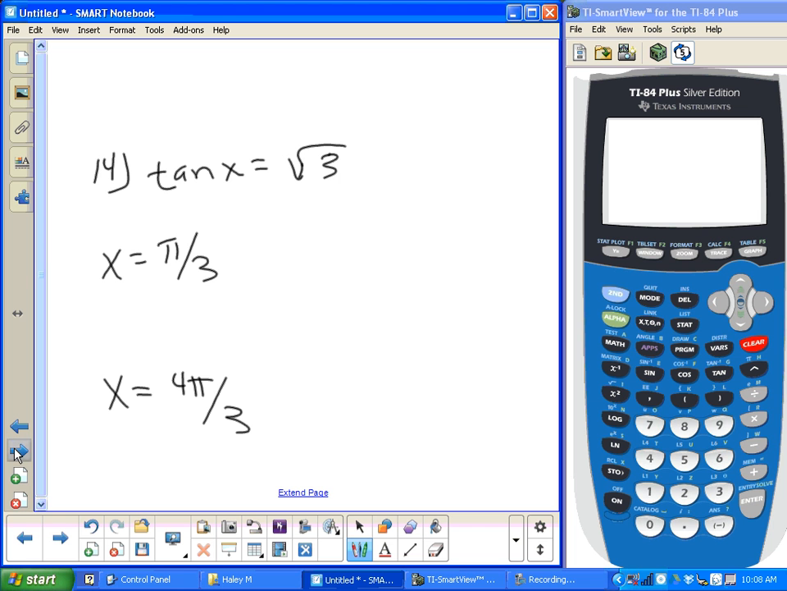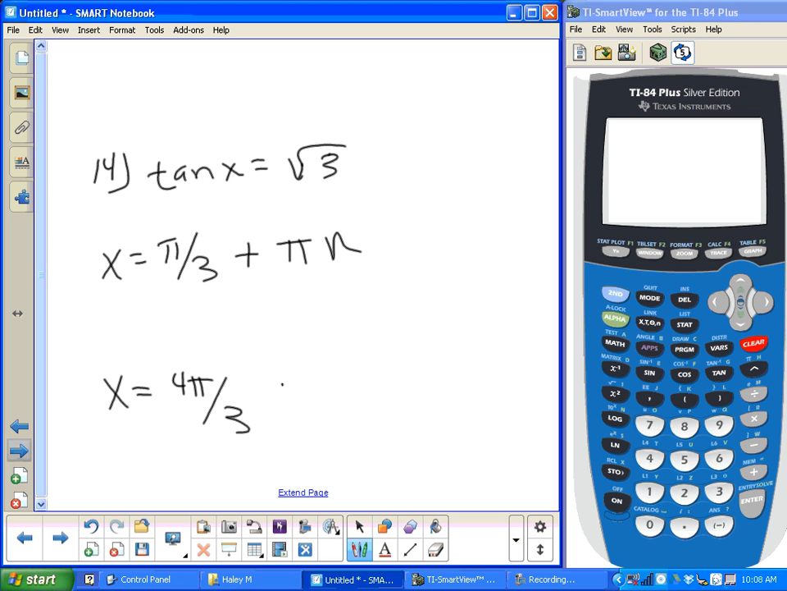Now, you might be thinking plus 2 pi n. Not quite. Adjust that a little bit. Just pi n. What we say about tangent: the period of the tangent function is just pi.